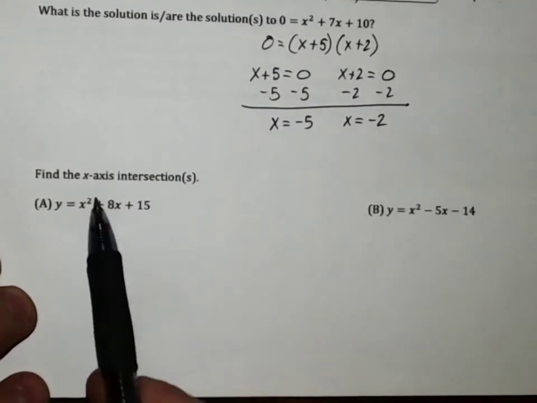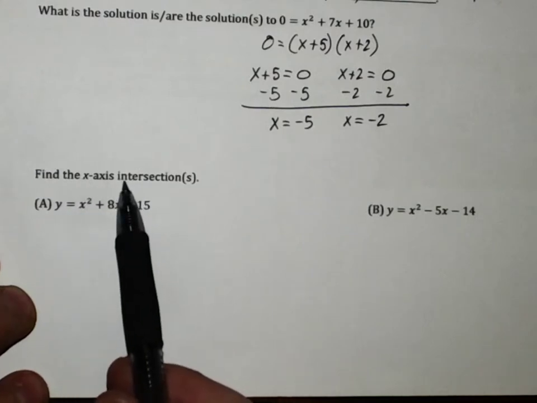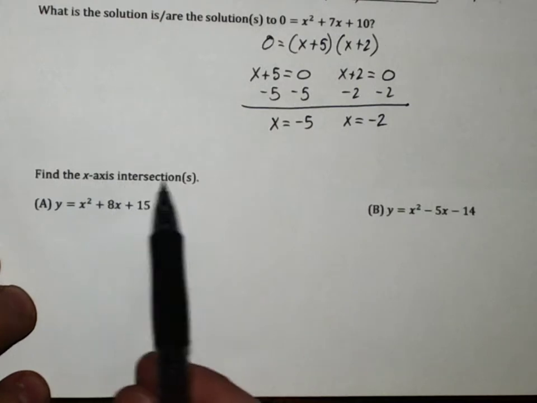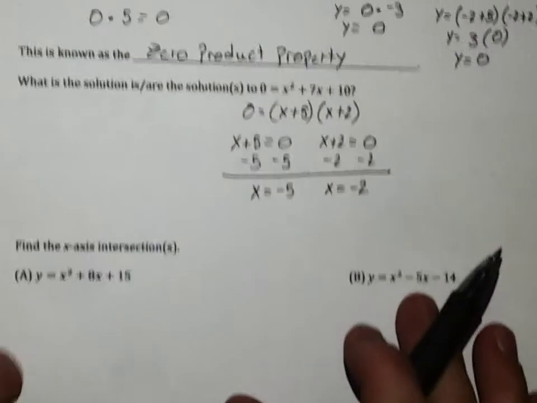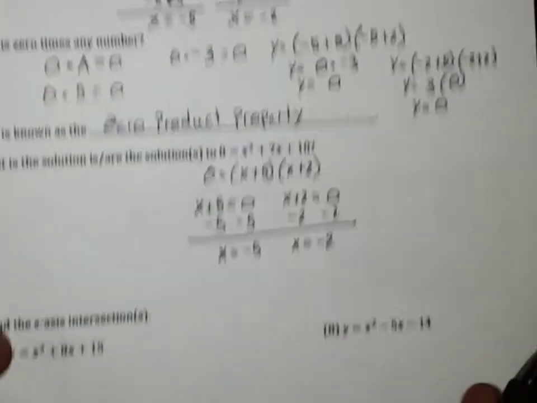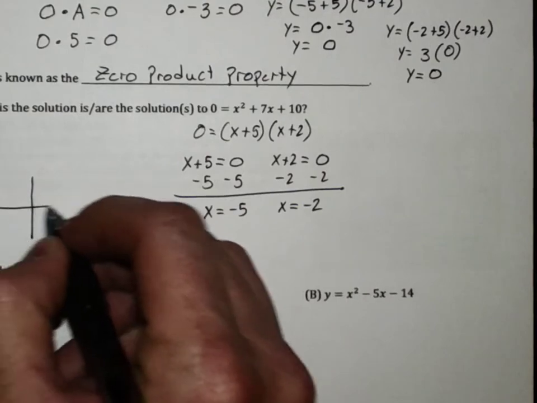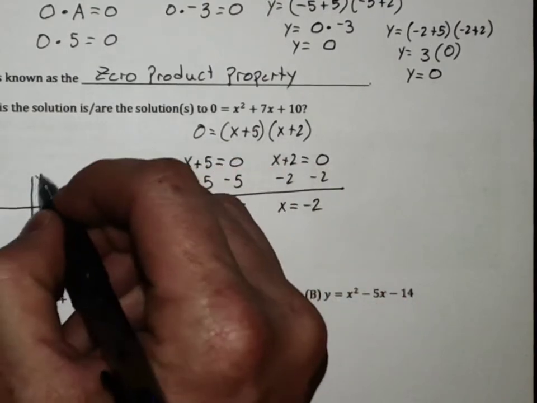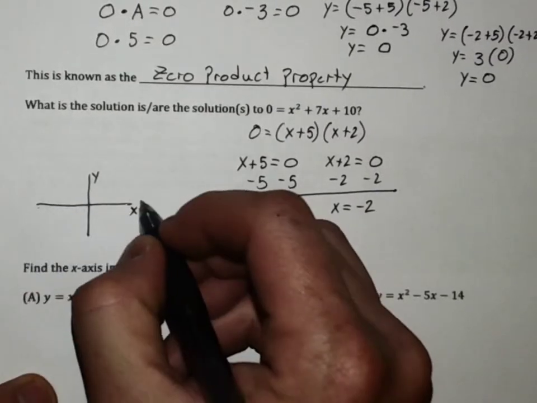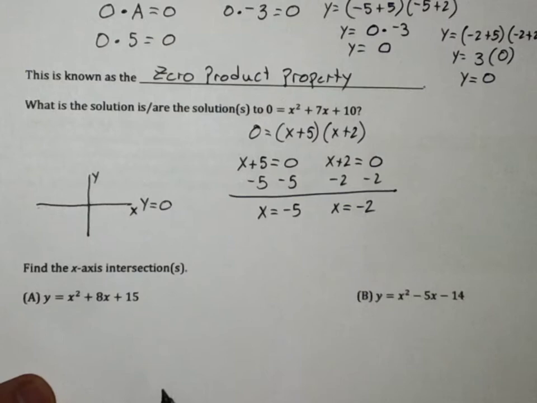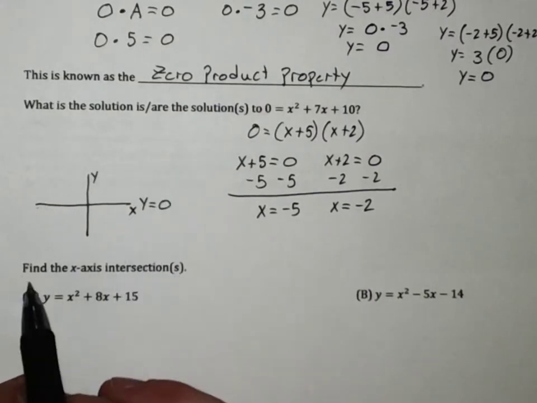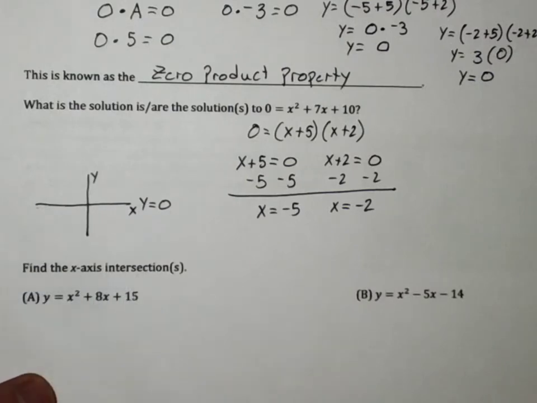Now remember, another way of saying find the solutions is to ask to find the x-axis intersections. There is no difference between y equaling 0 and the x-axis. When you look at an xy plane, this horizontal line right here is where y equals 0. So when you're looking for solutions, which is y equals 0, you could say find the x-axis intersection.